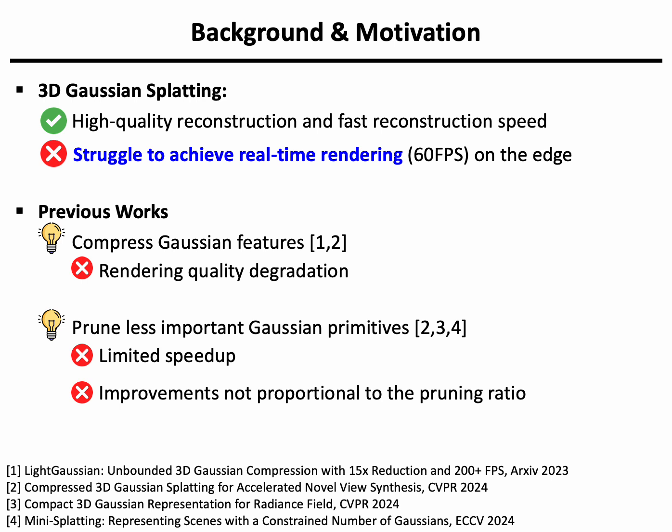And there are also some works proposed to prune less important 3D Gaussian primitives from the reconstructed 3D Gaussian point cloud. However, they often lead to limited speedup, and the improvement in terms of rendering speed is not proportional to the pruning ratio of the 3D Gaussian point cloud.